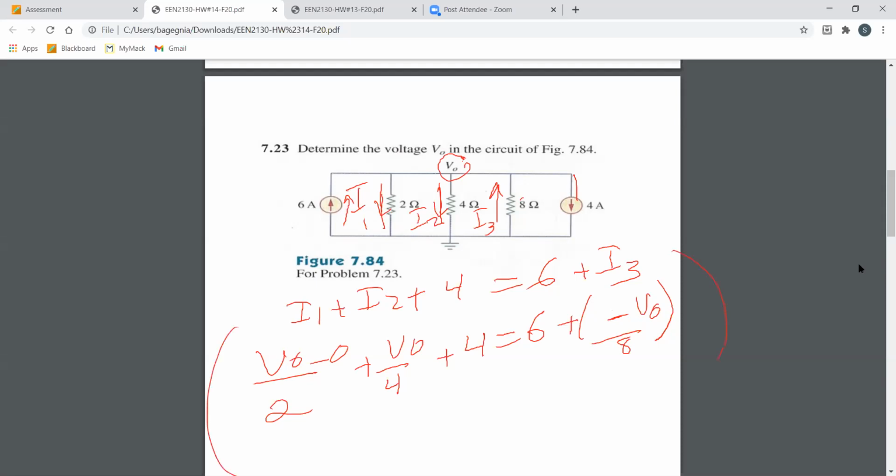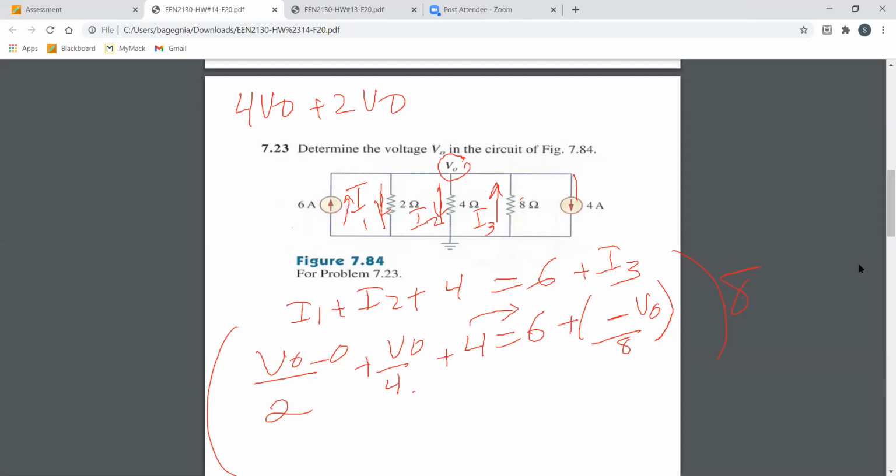Now we need to multiply by 8. So 8 over 2 is 4, so it will be 4 V0. And then 8 over 4 is 2, 2 times V0 is plus 2. And then I could move the 4 here first, so I don't want to multiply 8 times 4 and then 8 times 6. So this will be redundant. So I could move the 4 to the 6 here. So it will be 2.